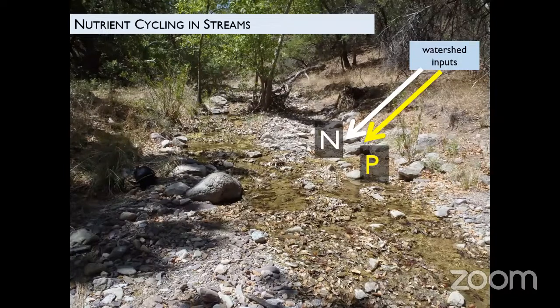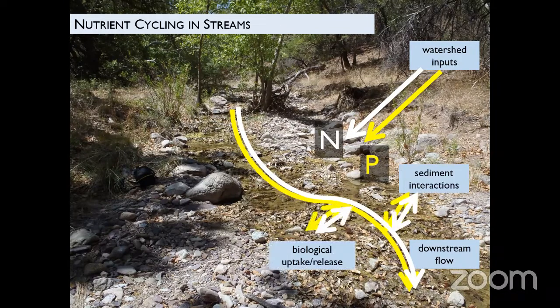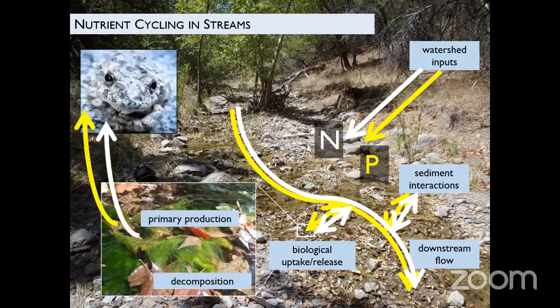So we can put this all together to look at what's happening in these streams. There's some source of nitrogen and phosphorus in the streams. And this is if there's no calcium carbonate around. You're going to get downstream flow interacting with the sediments. Biology will take up those nutrients either way. Through algal growth, you get primary production and decomposition happening, and it can feed on up into the food web.